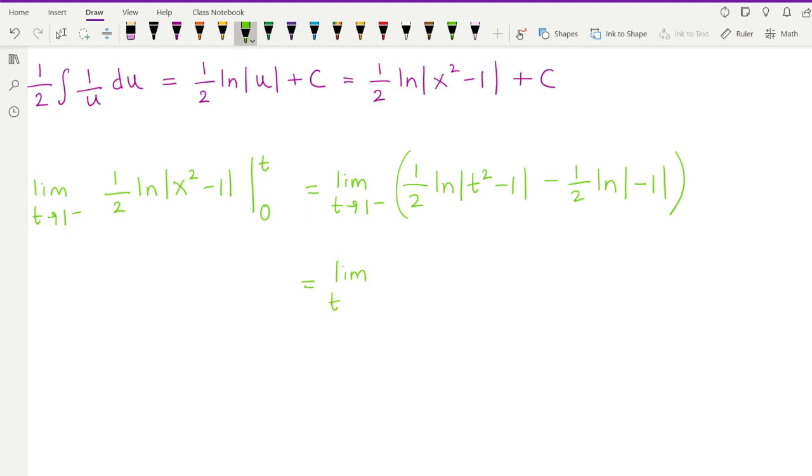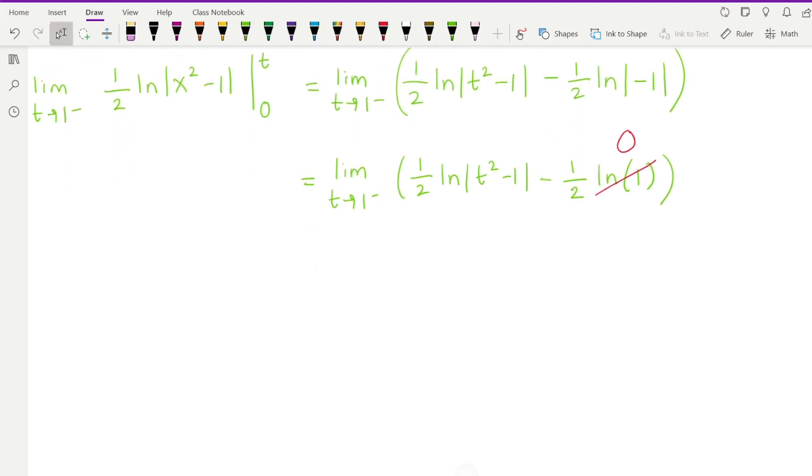So we have the limit as t approaches 1 from the left of 1/2 times ln of absolute value of t squared minus 1. And then over here we have minus ln of absolute value of negative 1. That's the same thing as 1/2 times ln of 1. And then ln of 1, that's 0, right? So ln of 1 is asking what power you have to raise e to get 1, and the answer is 0. So this whole term just drops away. And so what we're left with is just the limit as t approaches 1 from the left of 1/2 times ln of absolute value of t squared minus 1.